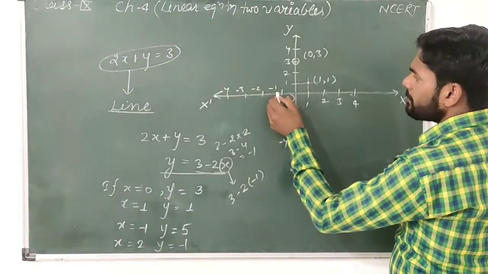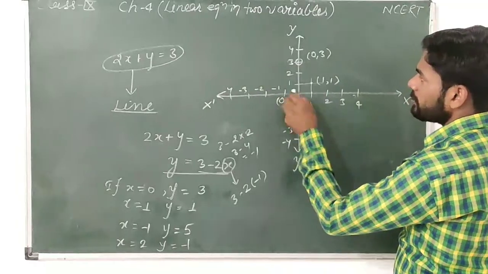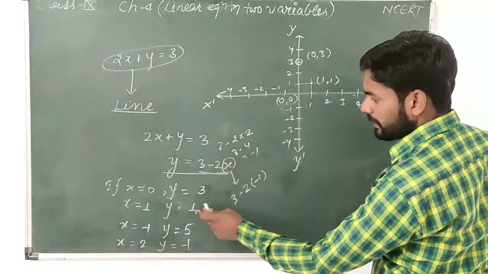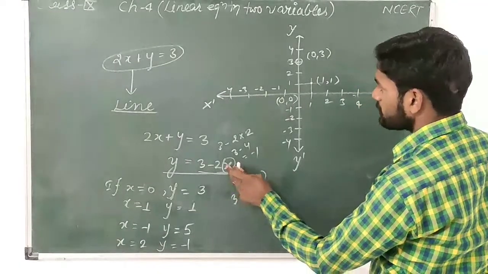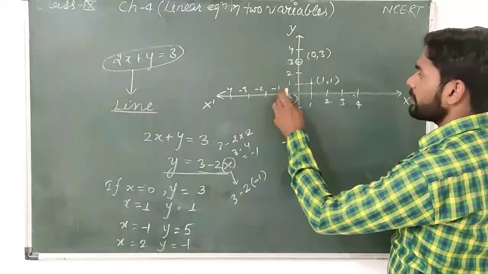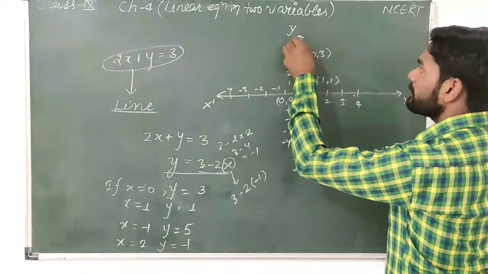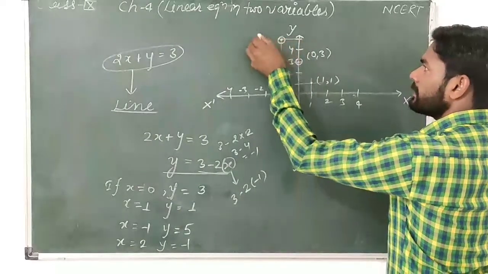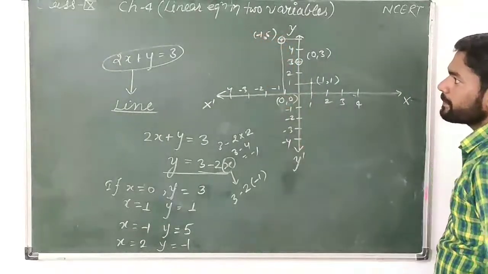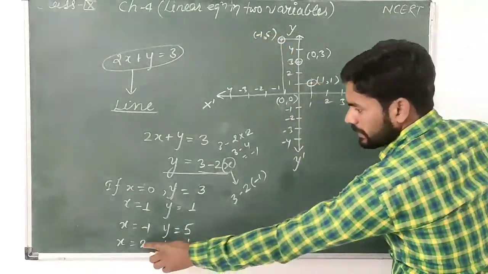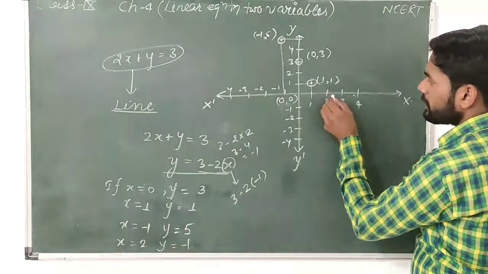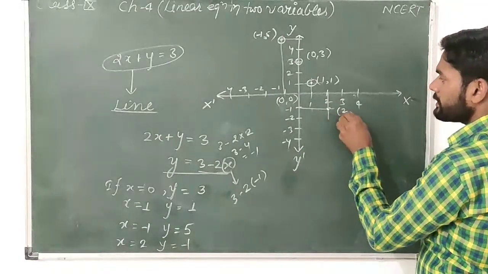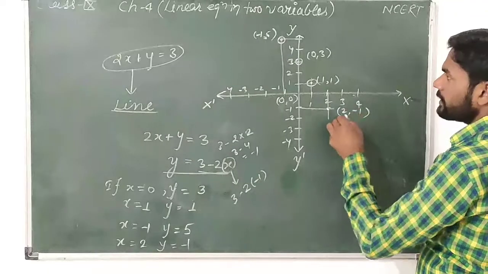x is -1, near about here, but how is it possible? If x is 1, then y is 1. x is -1 is here and y is, yeah, correct, x is -1 and y is 5 यहाँ, approximately here -1, 5. Next point, x is 2 and y is -1, x is 2 here and y -1, near about here. Now join these.